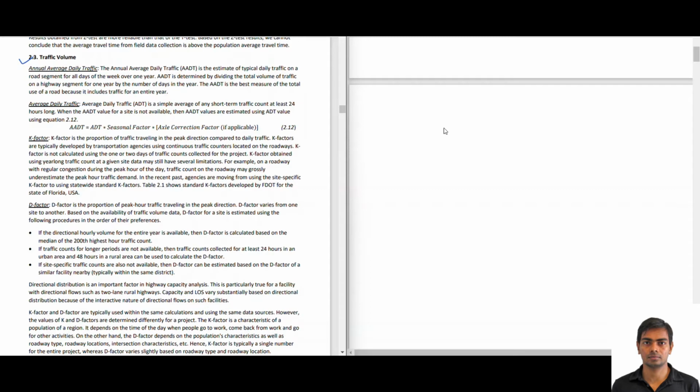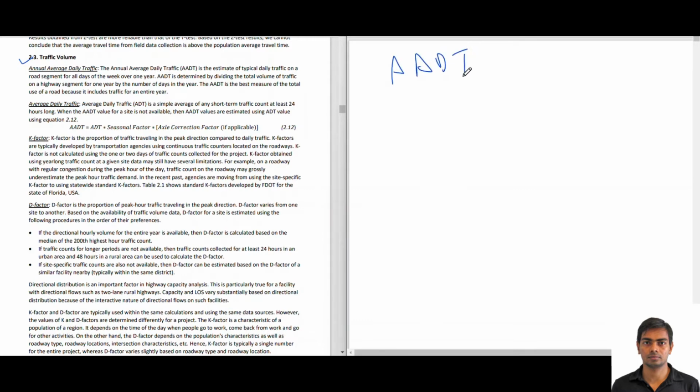So the first term is AADT, average annual daily traffic. AADT is the total number of vehicles passing through a given location on the roadway in the entire year divided by the number of days in the year. Usually throughout the state there are several locations where state DOTs have permanent counters where vehicles are continuously being counted, and we sum up those vehicles and divide by 365. That's the AADT.